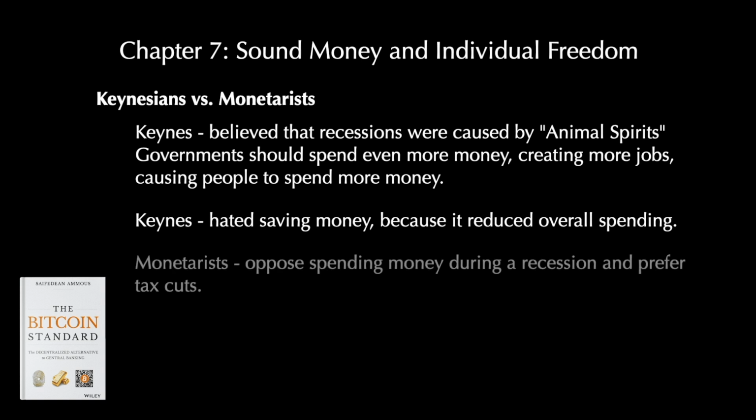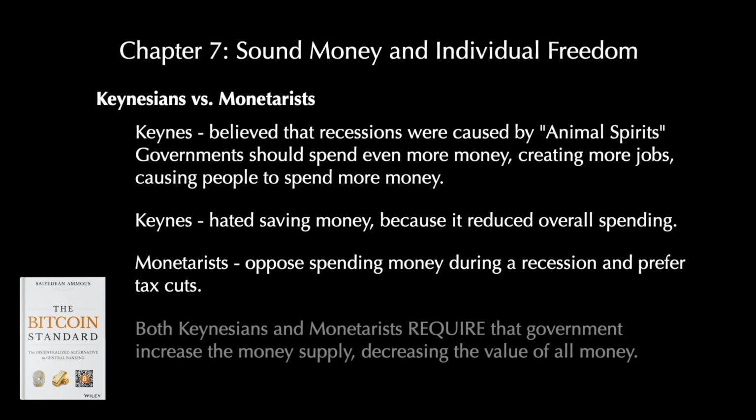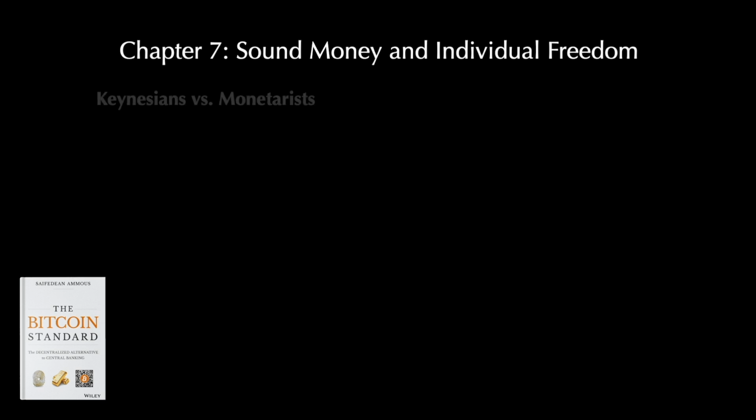Monetarists generally oppose spending money to eliminate unemployment. Instead, monetarists prefer to cut taxes to stimulate the economy. They argue that the extra money people get from tax cuts is better spent by citizens than by governments. While the Keynesians and the monetarists have different methods of stimulating economic growth, they both require government spending and increasing the money supply, which in turn lowers the value of everyone's money.